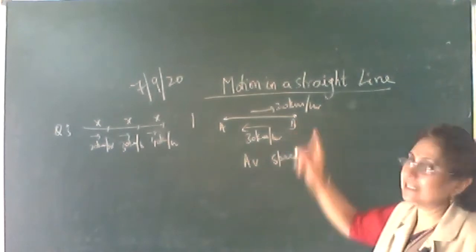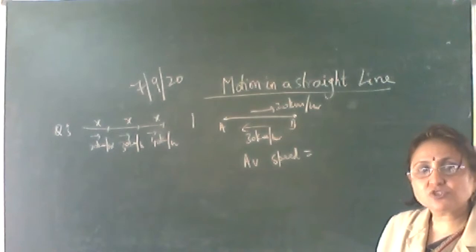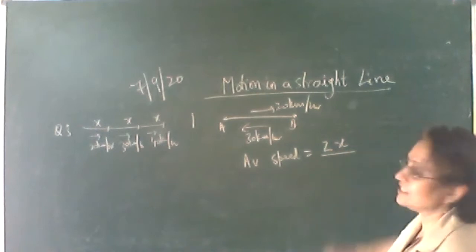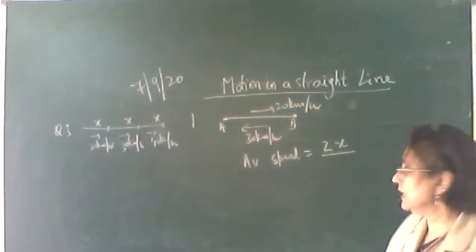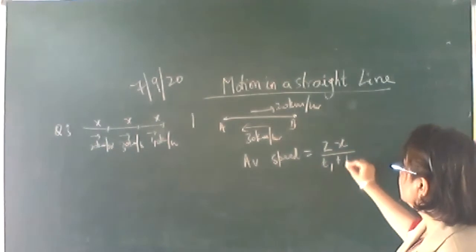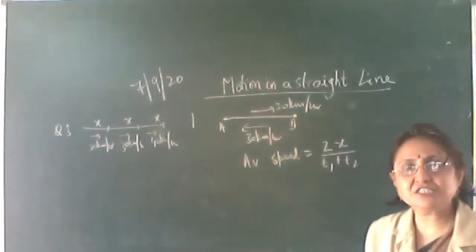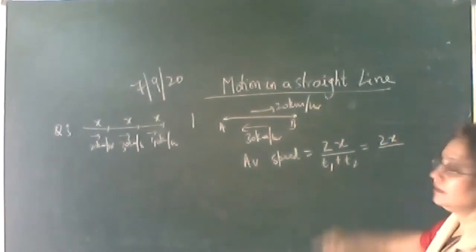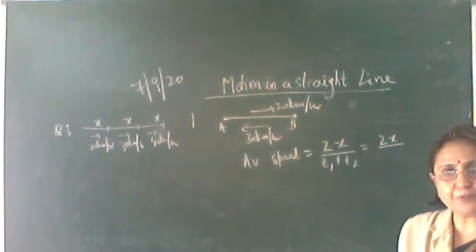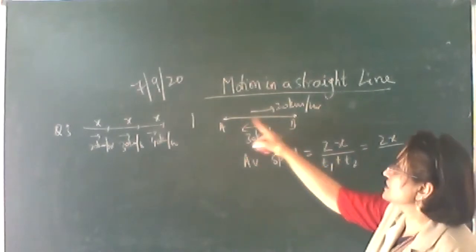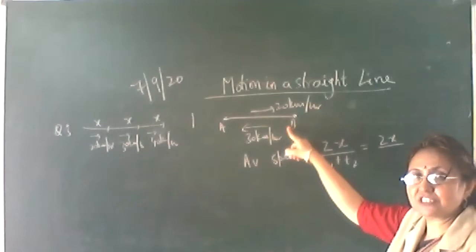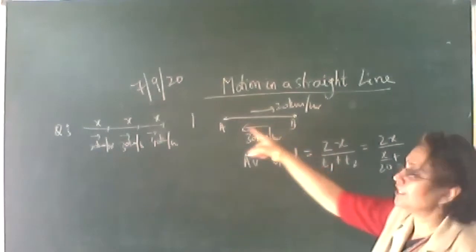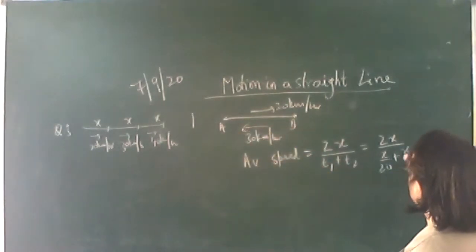Let the distance from A to B be x. So from B to A also the distance will be x. So what is the total distance traveled? 2x. Let the time for going be t1 and the time for returning be t2. Time is distance upon speed. A to B, x distance with a speed of 20 kilometers per hour, so t1 is x upon 20 and t2 will be x upon 30.